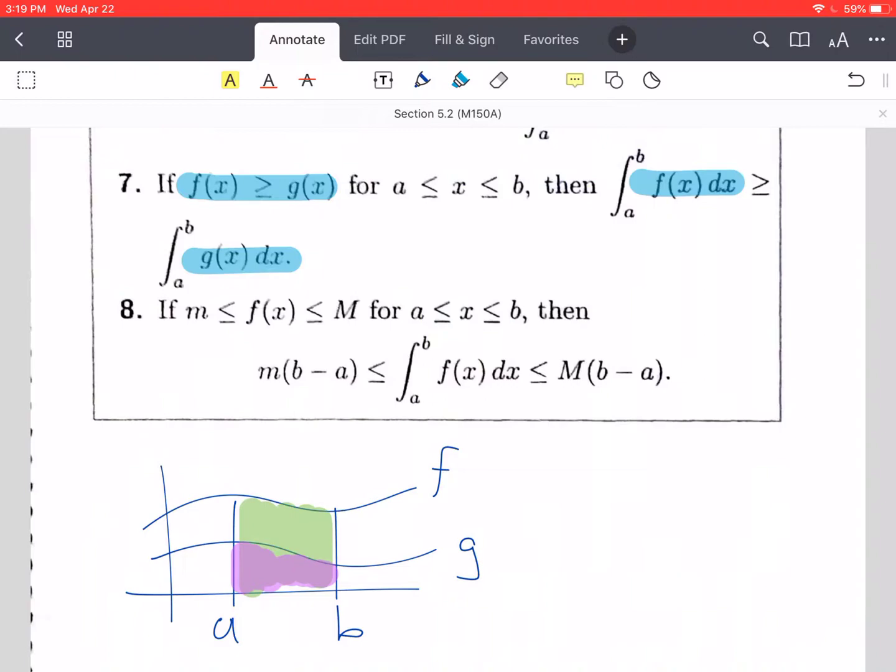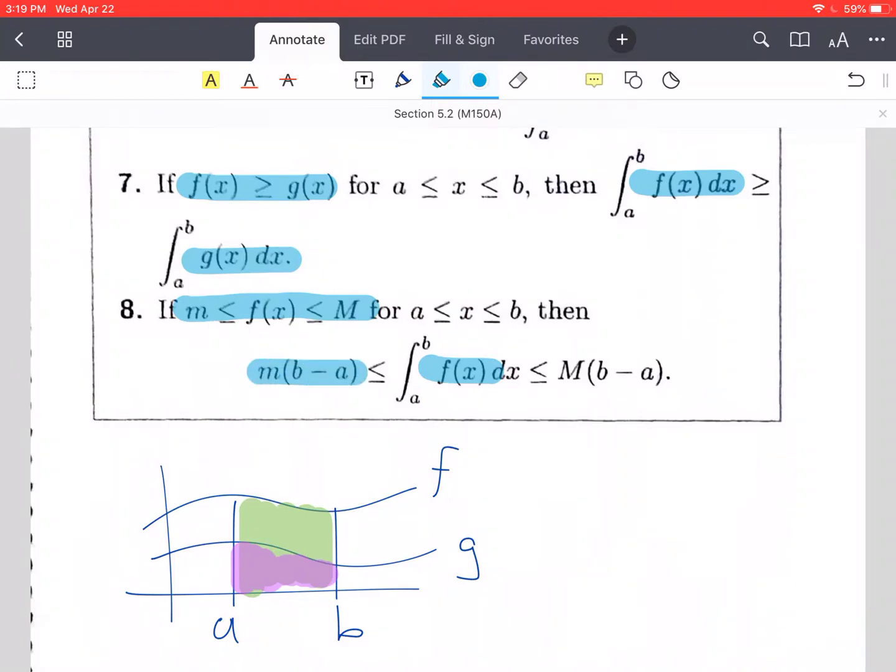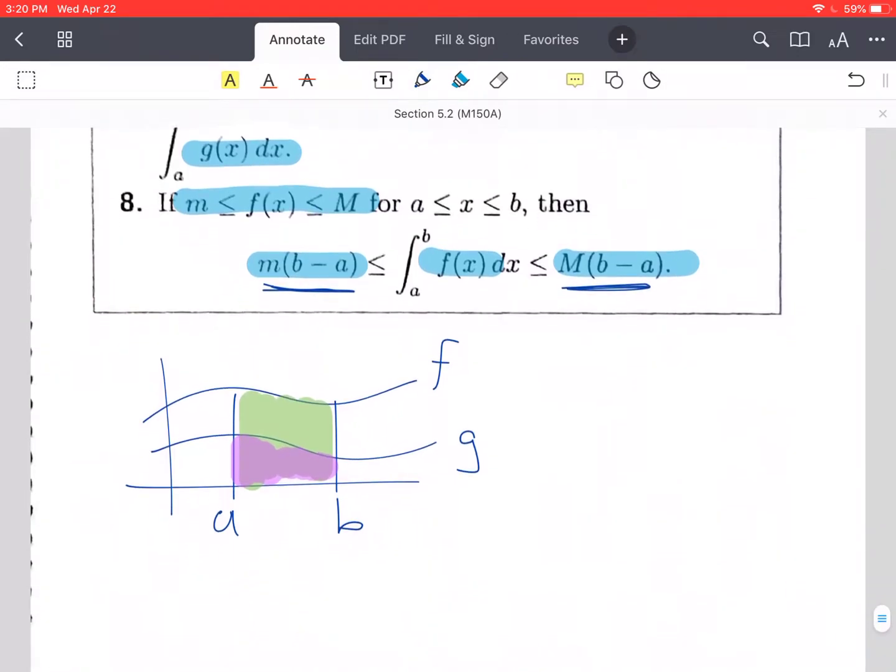And then number 8, that last one there: if a function is bounded between two constants, little m and big M we're calling them, then that integral must be between little m times b minus a and big M times b minus a. So how do we get these formulas? Well, this is the area of a rectangle, and this is the area of a rectangle. If you look on the next page, it gives a more clear diagram.